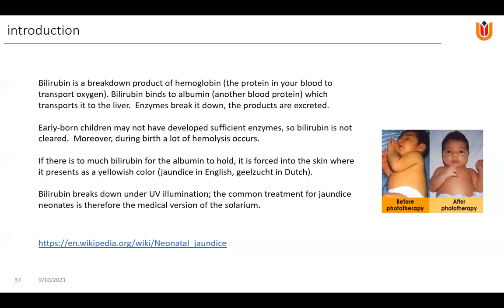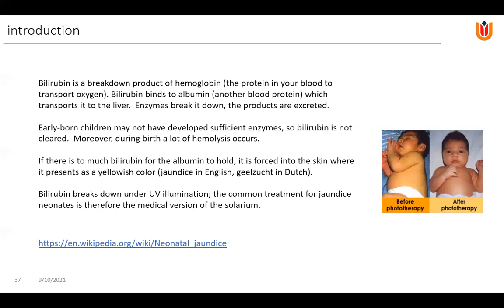And what happens then is that it's basically pushed into the skin, because it has a little bit of yellow color. These children get this kind of yellow appearance. There's actually two forms of that bilirubin. One is not so bad. The other one can lead to brain damage. So that is not so good.